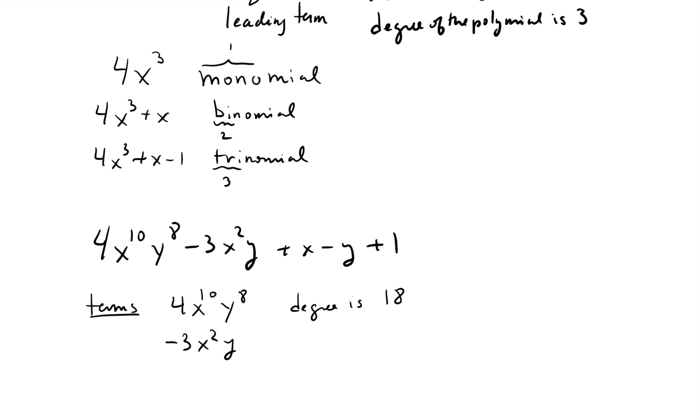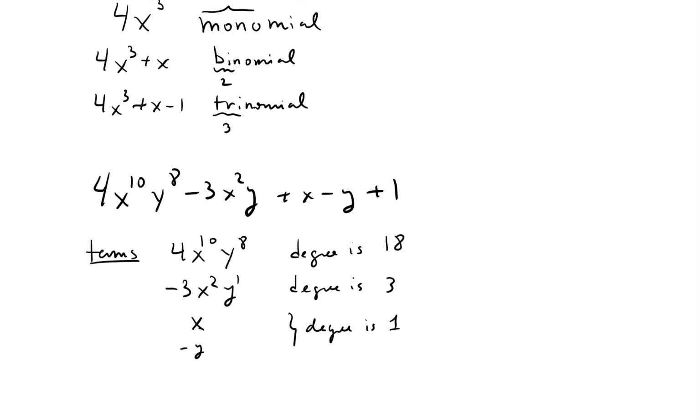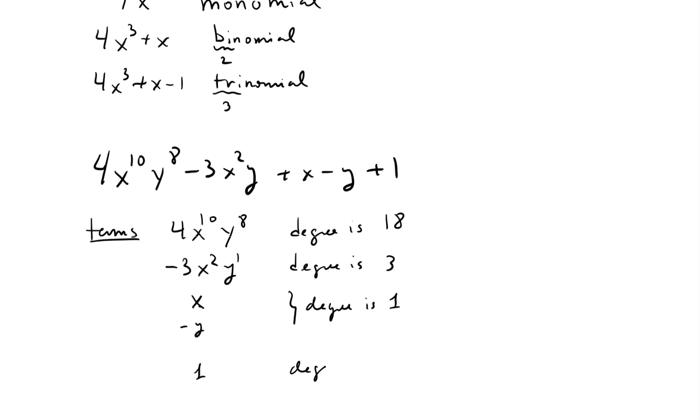The next term is this. The degree is 3 because it's x squared times x to the 1. The x has a degree of 1, so they both here have a degree of 1 for those terms, and of course 1 has a degree, can I spell this correctly? Degree is 0 in that case. Now the degree of the polynomial is the highest degree you find among the terms. So the degree of this is also the degree of the polynomial.